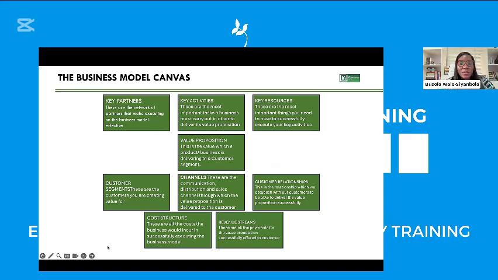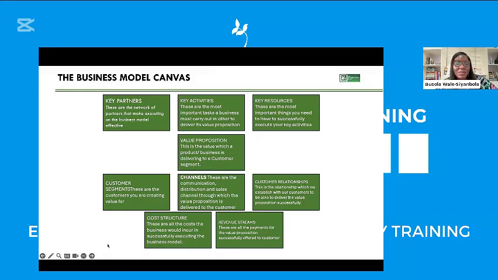Now, the first box is called key partners, right? These are the network of partners that make executing on the business model effective. Now, I should say this: the key partners, the key activities, and the key resources are under a generic bucket called infrastructure. So when we say, what infrastructure does this business need to be able to start? It needs partners. Then it needs certain operational activities, okay? And then it needs resources. So the word key there is to say the most important things that this business needs are the things that should be documented.